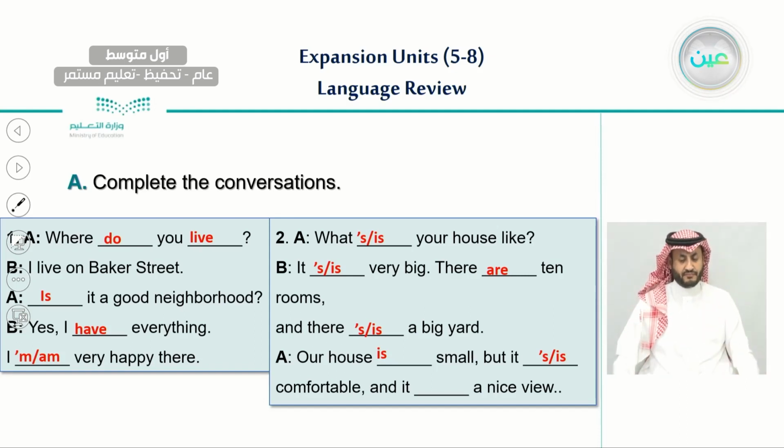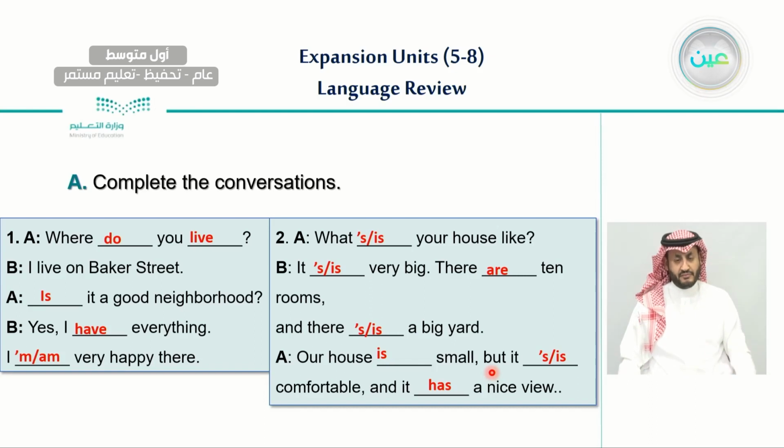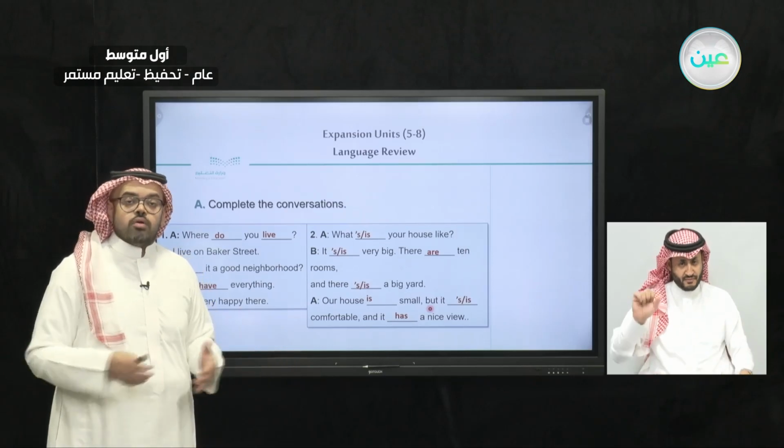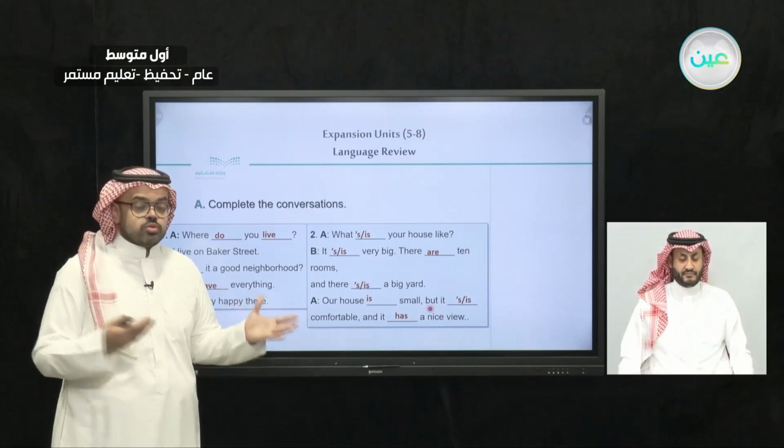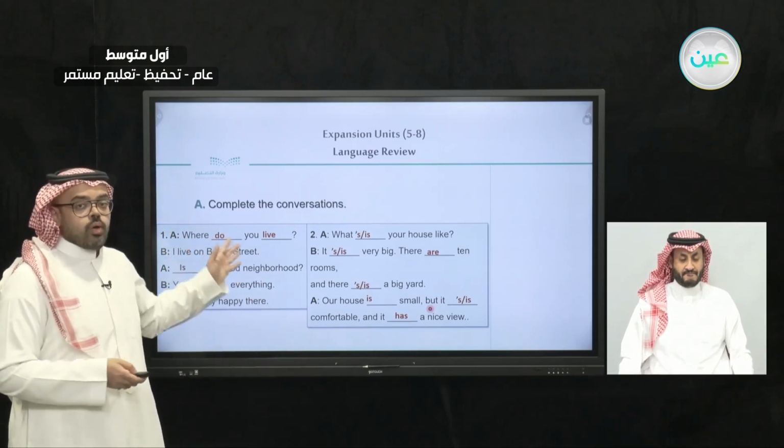And as we said in the last unit, we have connectors. If we say one thing that is not good and the other is good, we would use a connector like but. So our house is small, but it is comfortable and it ___ a nice view. And the answer will be, it has a nice view. Here is a quick reminder of the rule of there is and there are, and also the answers to the question that we have in the unit, which is, where do you live?